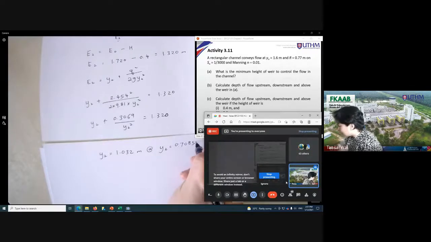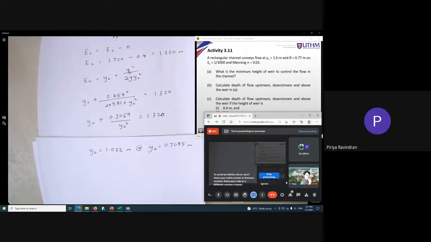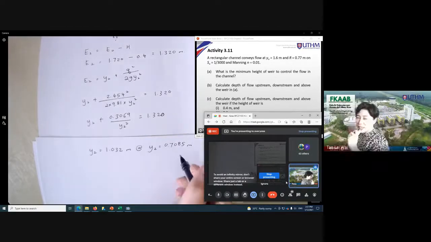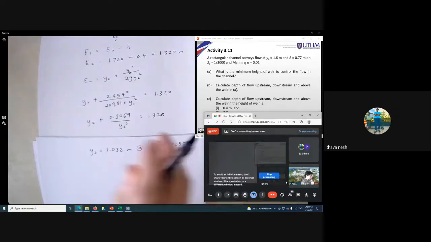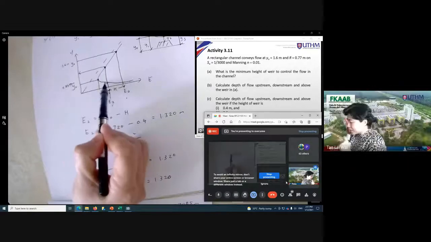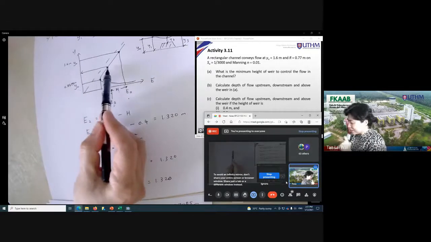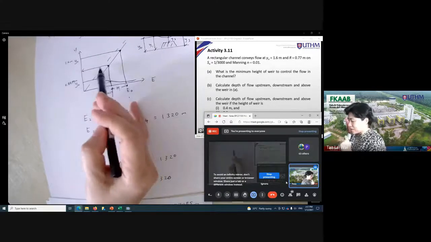0.7085 meter. You should get this. I got 0.7084. This is not correct, because the one that you get is here, supercritical, which is less than yc. Remember, I just now tried to explain that you should get another value which is in subcritical state.